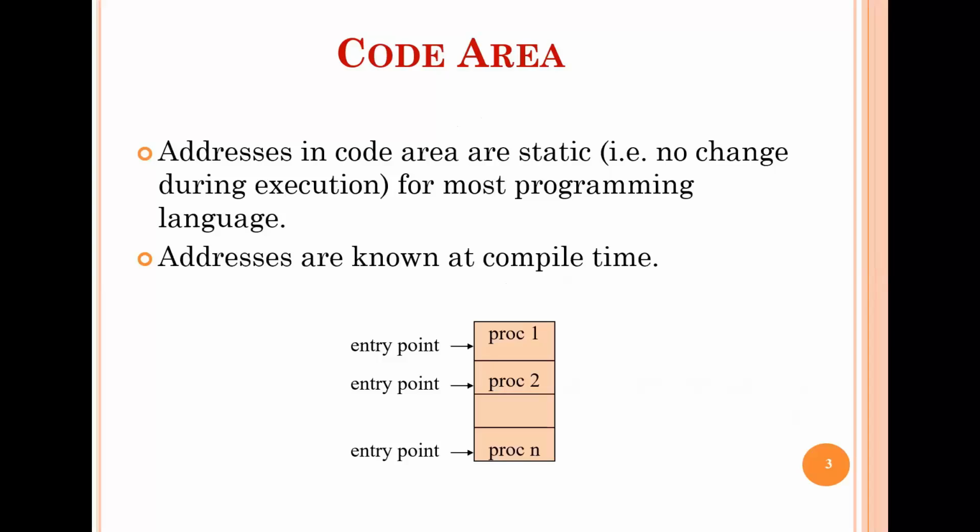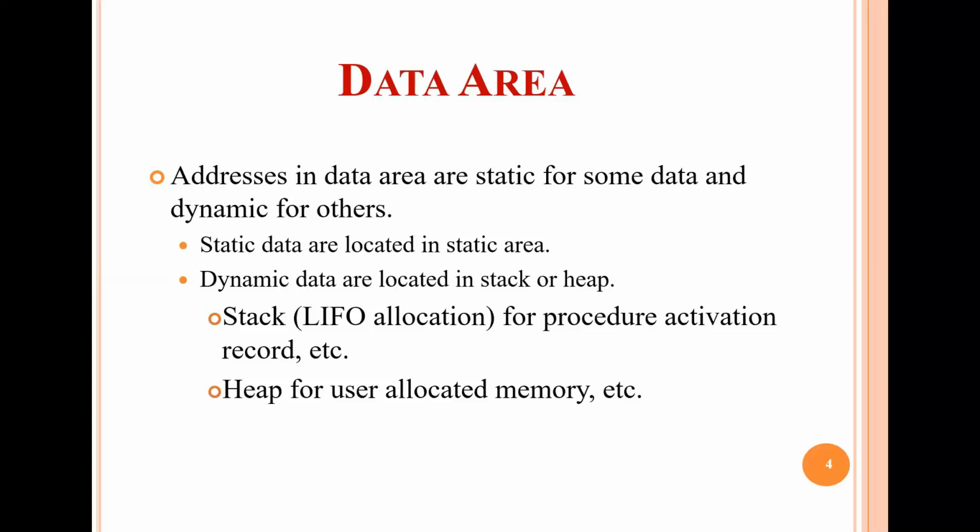Now, if we talk about the code area, the addresses in the code area are static. Static means that there will be no change during execution time, and dynamic means that it will be determined at runtime, that is, when the program is actually running. Addresses are known at compile time, and in the data area the addresses are static for some data and dynamic for other. We have two basic dynamic data storage allocation methods. One is stack, last in first out, and another is heap for user allocated memory.